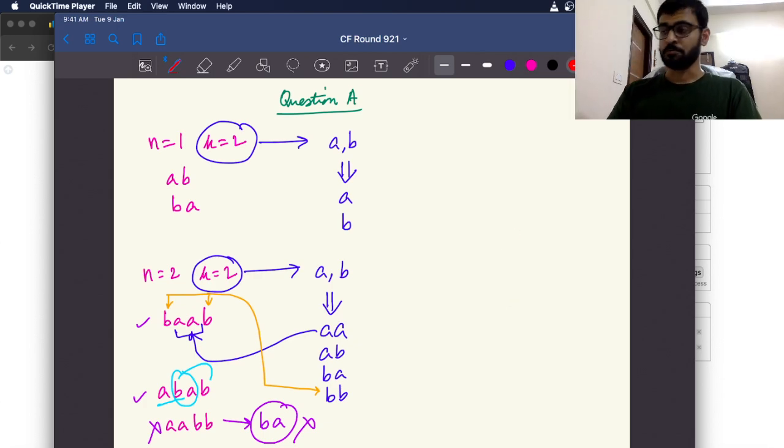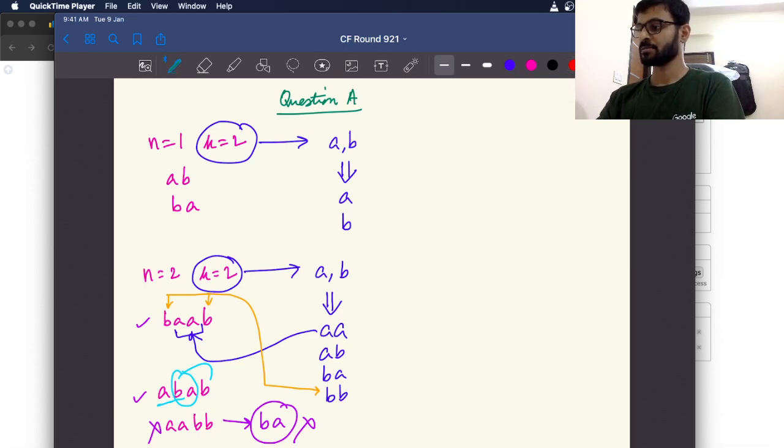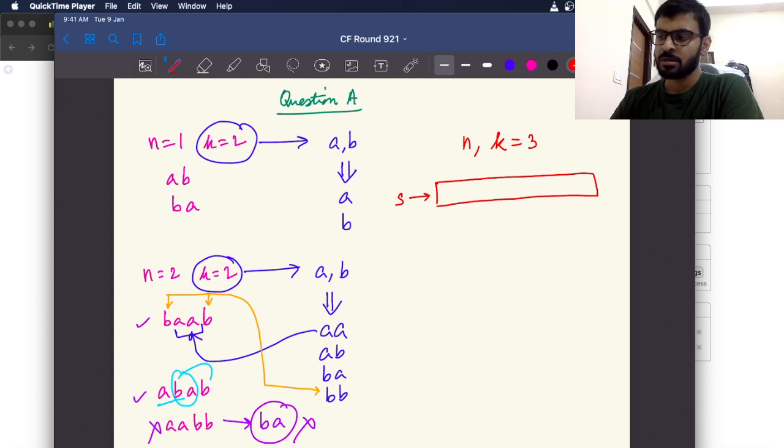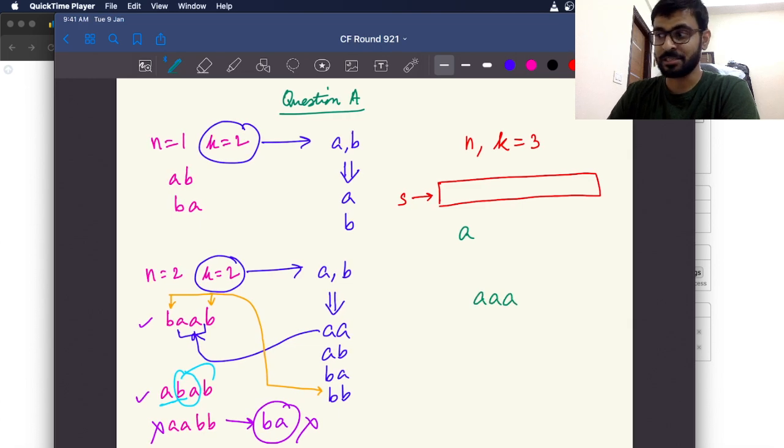So the first point is AA should be possible, BB should be possible. Now, let's say we have some n and we have some k. Let's say k is equal to 3. In my string, how many times should the character A appear? I can analytically say, hey, A must appear 3 times because AAA should be a possibility. How many times should B appear? B also must appear 3 times because B should also be a possibility.